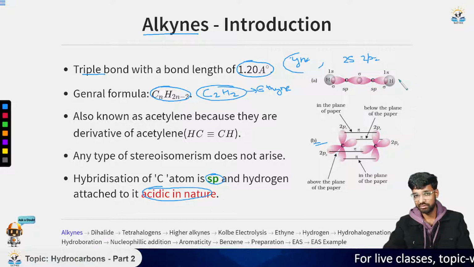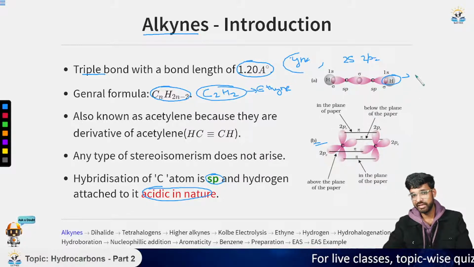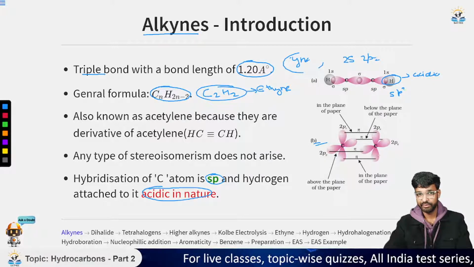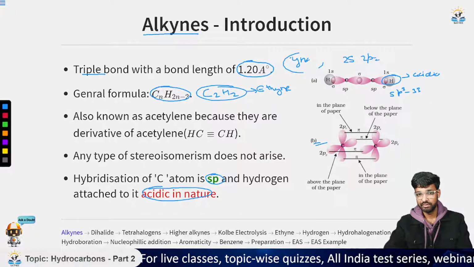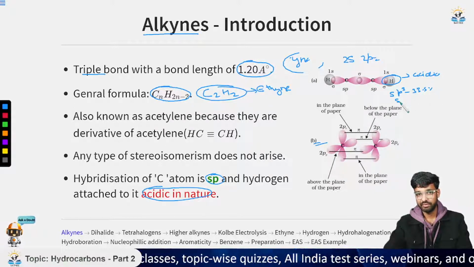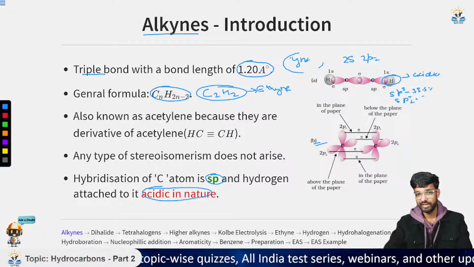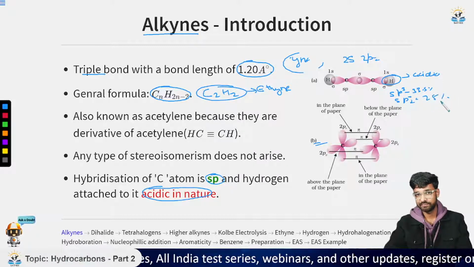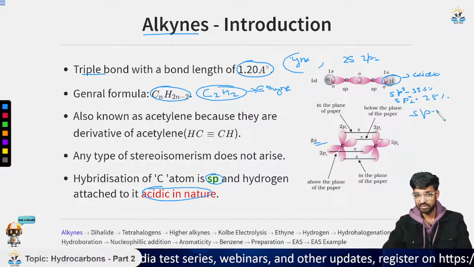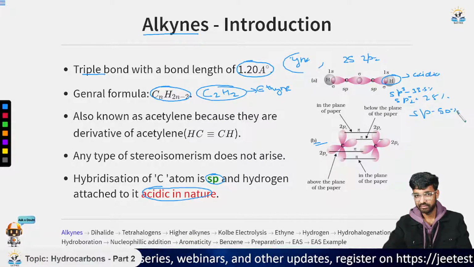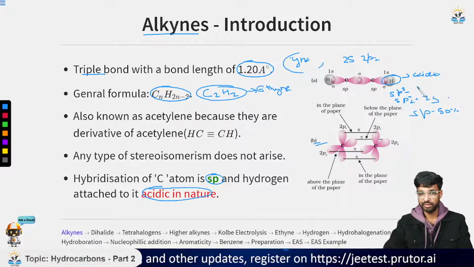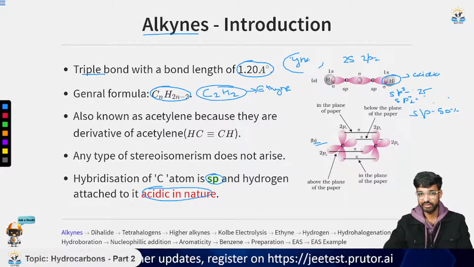So if any hydrogen is attached to it, this hydrogen is acidic in nature. Why is it acidic in nature? Because of the increased s character. We have seen that in sp3 we have 25% s character, in sp2 we have 33.3% s character, and in sp we have 50% s character. Sorry, earlier I said it wrongly; sp3 is 25% and sp2 is 33.3%.